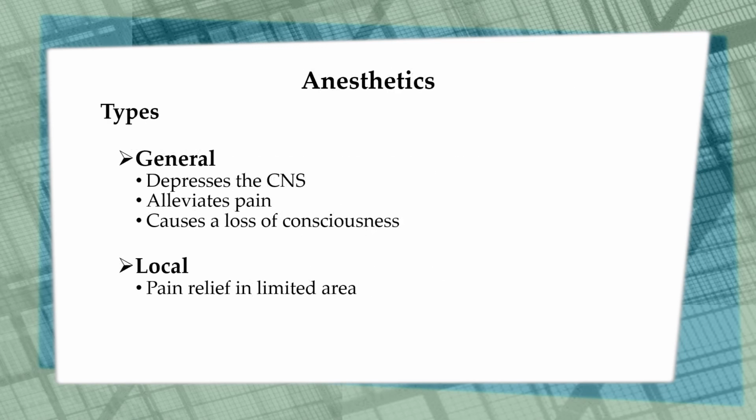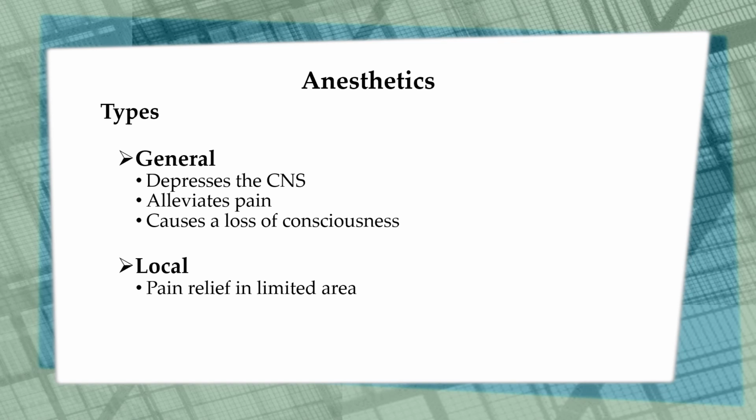Now let's take a quick look at anesthetics. So we know that there are 2 types of anesthetics. We have general anesthetics and we have local anesthetics. So our general anesthetics depress the CNS system. It alleviates pain and it causes a loss of consciousness.